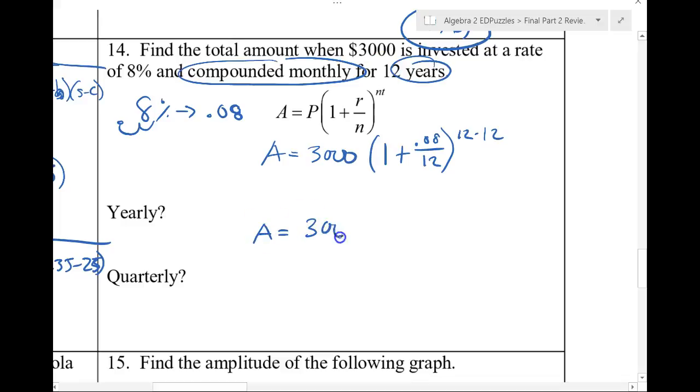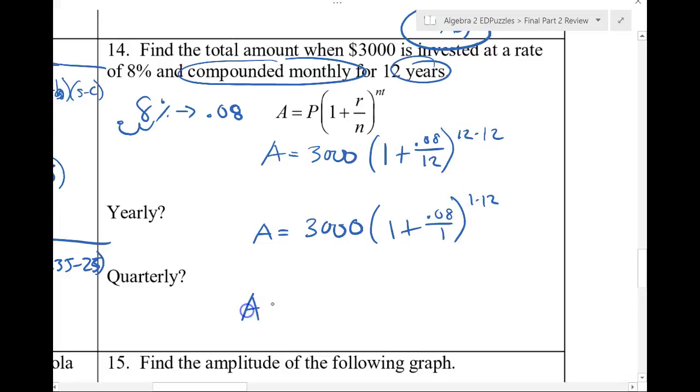Same principle. 1 plus the same rate, 0.08. But this time, if it's yearly, then that's just 1 year over 1. And really, you don't even need to use the special equation, but you can just put 1 anyways. And then 1 times the 12 years.